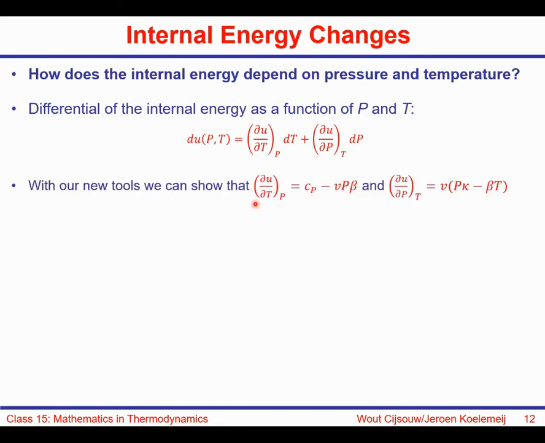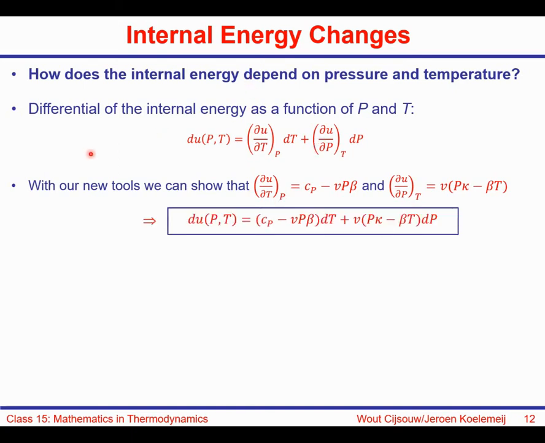Now with our new tools, in the same way that we saw on the last 3 slides or so, we can actually show that these partial derivatives can be expressed in terms of, again, measurable coefficients or thermodynamic quantities. We can do that for both of these partial derivatives here, and then we end up with this generally applicable expression for internal energy changes of basically any substance.